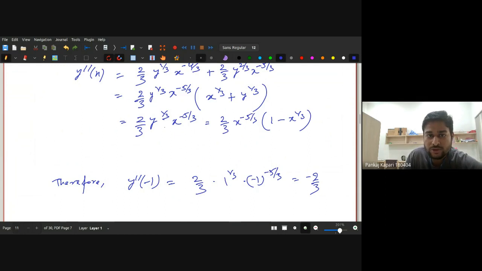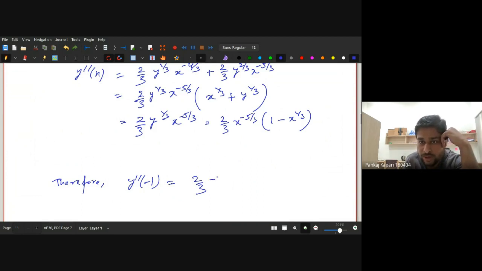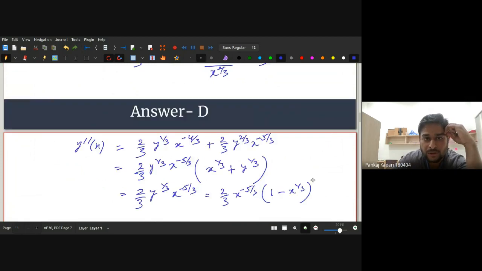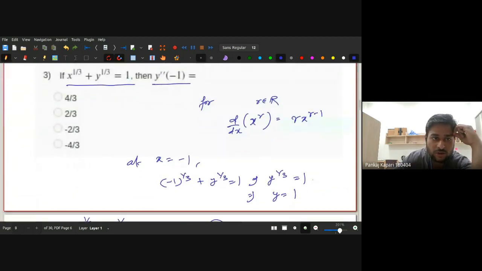Okay, so from the first equation, you just substitute y to the power 1/3, which is just 1 minus x to the power 1/3. And now if you put x equal to minus 1, then you will have 2/3 of minus 1 to the power 5 minus 5 over 3. So this is just minus 1 into minus 1 and into 1 plus 1, right? Because minus 1 to the power 1/3 is just minus 1. So this turns out to be minus 4 over 3. So the correct option is the last option, the fourth option.